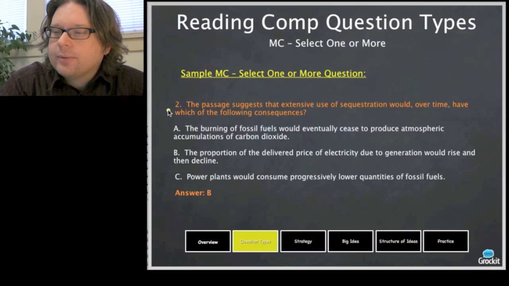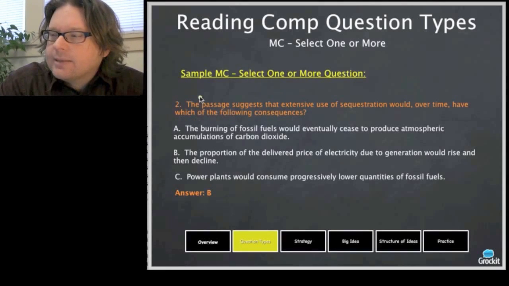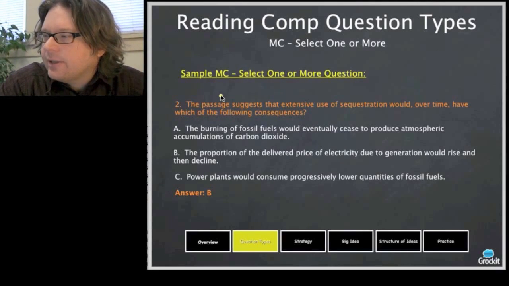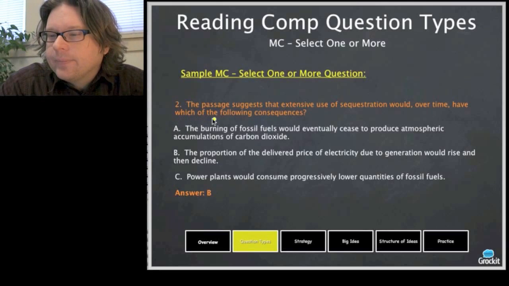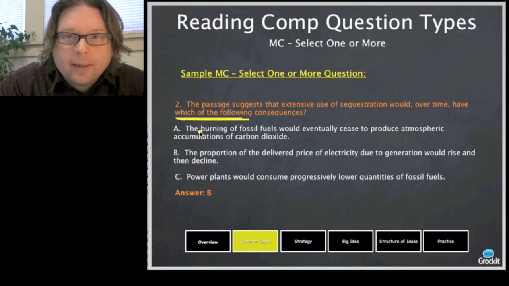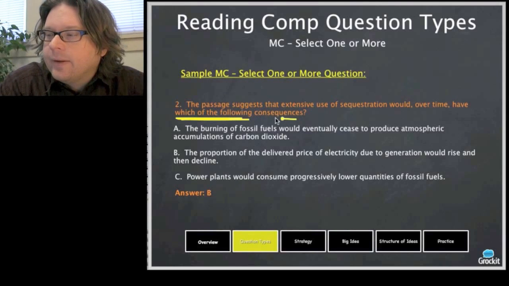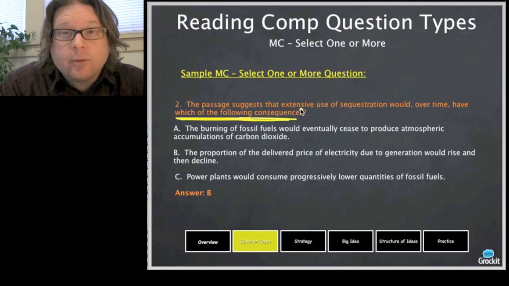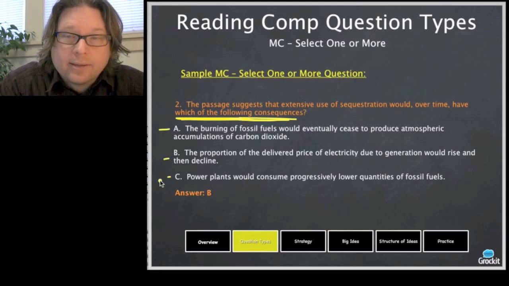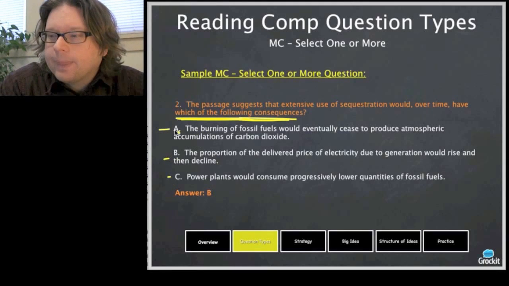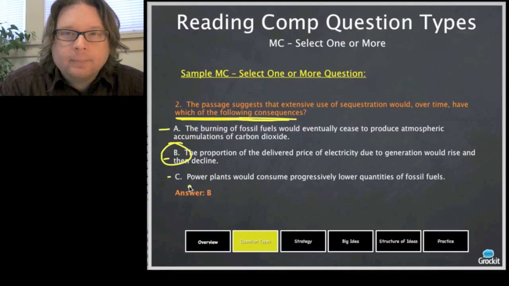With select one or more, it'll be something like: the passage suggests that extensive use of sequestration over time would have which of the following consequences. Sometimes it'll just say which of the following, which is open-ended. It doesn't necessarily mean a single answer choice, but it may also allude to there being more than one answer choice. The way that you know that it's select one or more is that there's only 3 answer choices, 5 versus 3. Here, the answer is B.